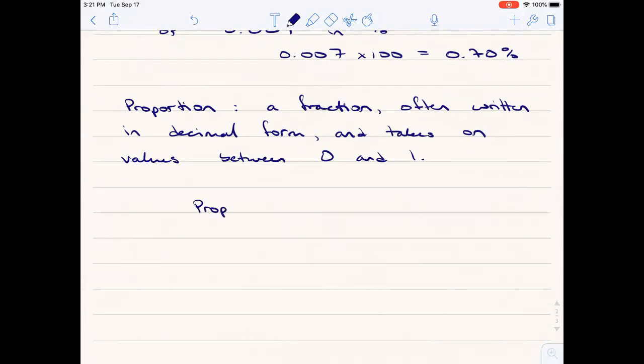So a proportion is a percentage divided by 100. And thus a percentage is a proportion times 100, right? If you move the 100 over.